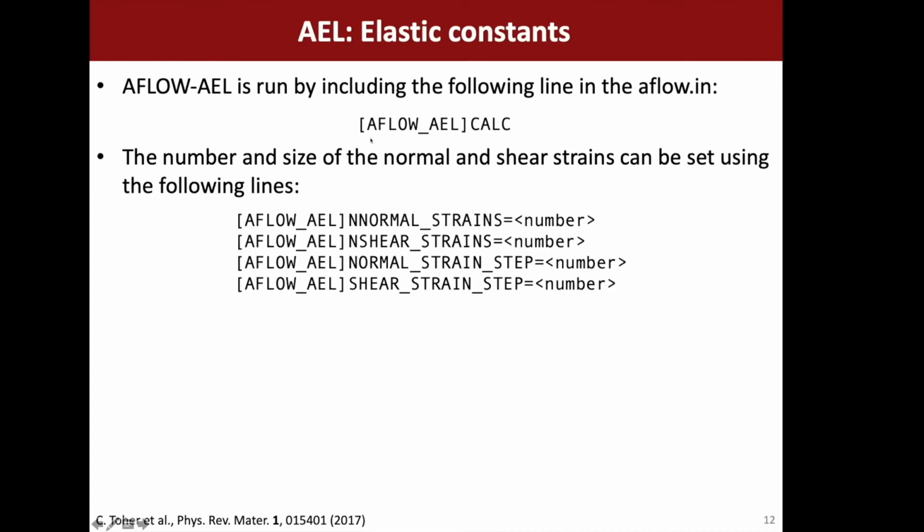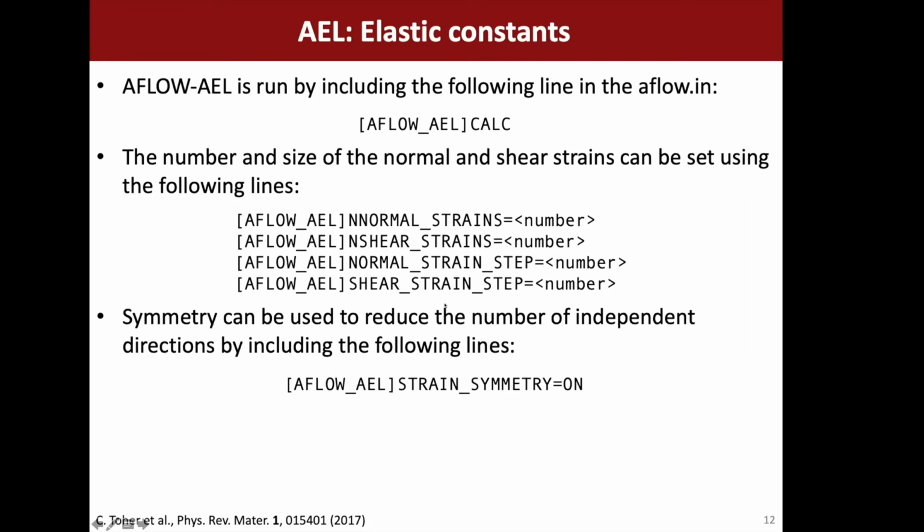Some of the important parameters you can set are the number and the size of the normal and shear strains. So if you want to do smaller or larger strains, for example, you can adjust this strain step. The other important parameter here is that there's also an option to reduce the amount of independent directions by including this line here, the strains_symmetry equals on. This is usually switched on by default.